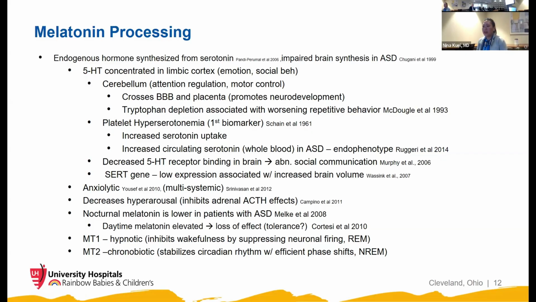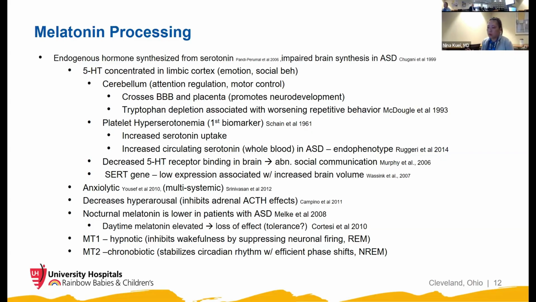And so the fact is, we know that people with autism have significantly less melatonin, specifically nocturnal melatonin. Interestingly enough, it's kind of a paradox, but daytime melatonin is actually elevated. And so what they think this is related to is potentially when you give exogenous melatonin, could there be some loss of effect? Could there be buildup of tolerance? And so that is thought to be associated with this potentially.